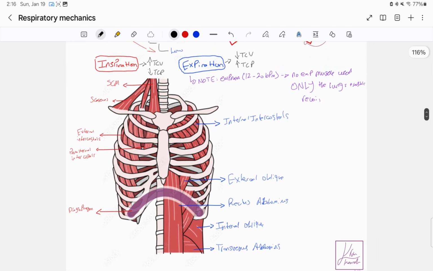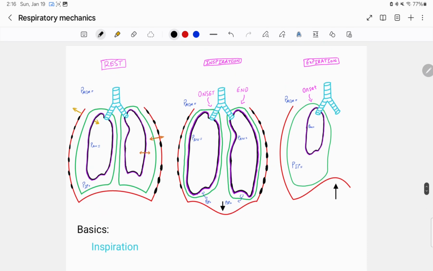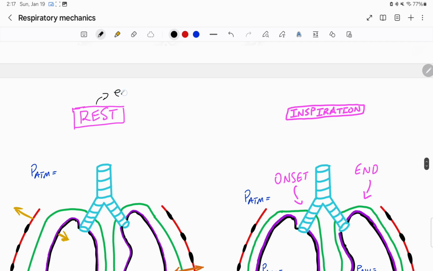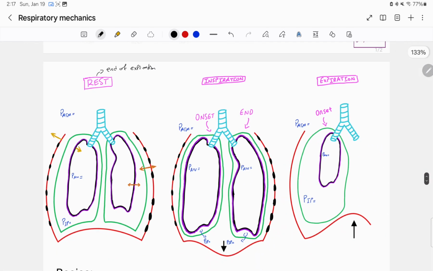All right. Now, with all of that known, let's go ahead and talk about respiratory mechanics and how we're breathing, okay? We're going to take snapshots of the lung at rest, during the onset of inspiration and the end of inspiration, and then at the onset of expiration. And if you're wondering, hey, why is there no end of expiration? It is because this situation at rest can also be thought of as the end of expiration, transitioning to rest, okay? So you can think of it as that.